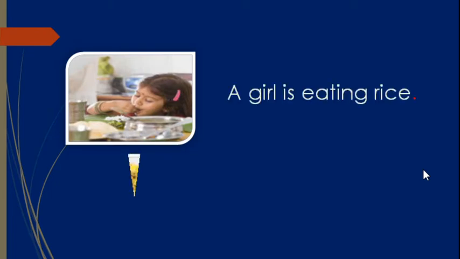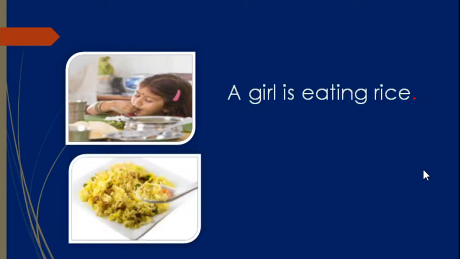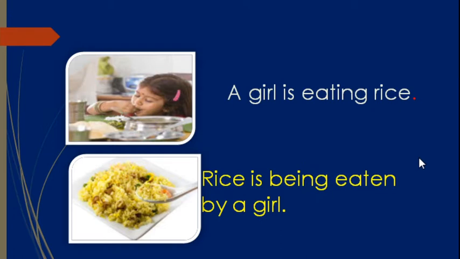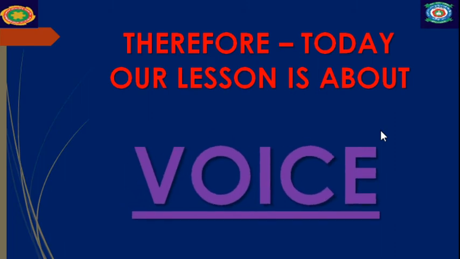Let's see the picture. A girl is eating rice. It's one kind of structure. Another one, the same structure can be written in another form: rice is being eaten by a girl. So here is the difference. In the first one, the subject is the doer, and in the second one, the subject is the receiver. Therefore, today's lesson title is voice.